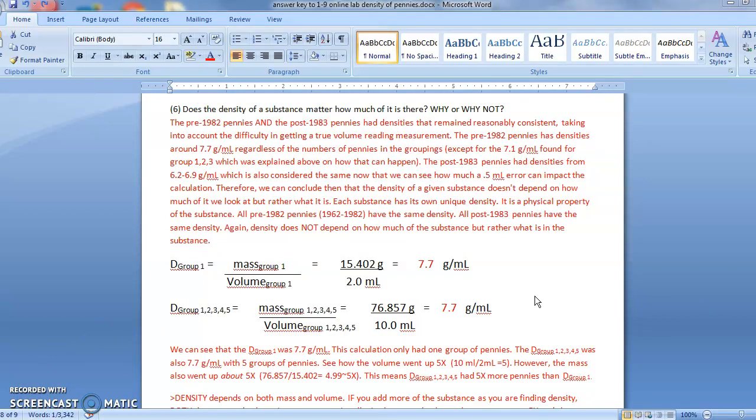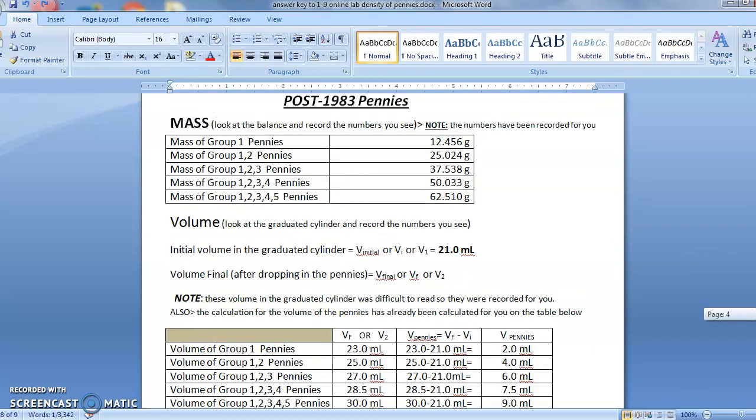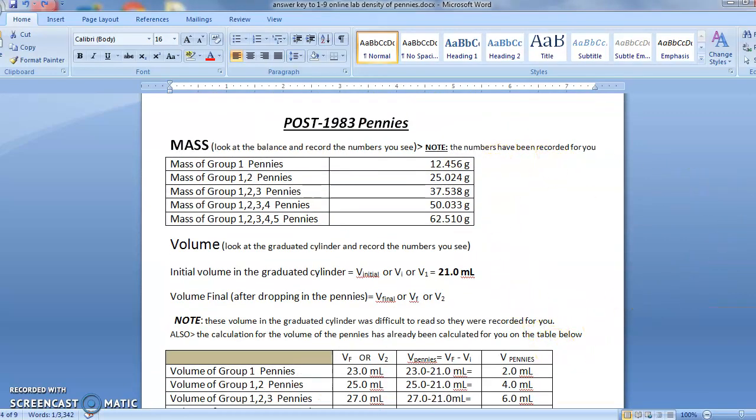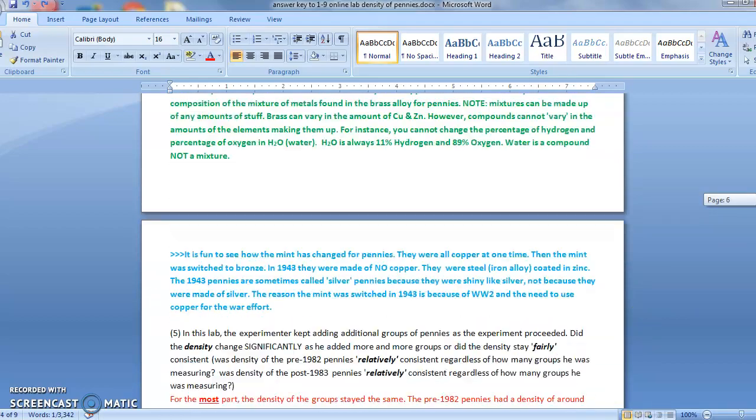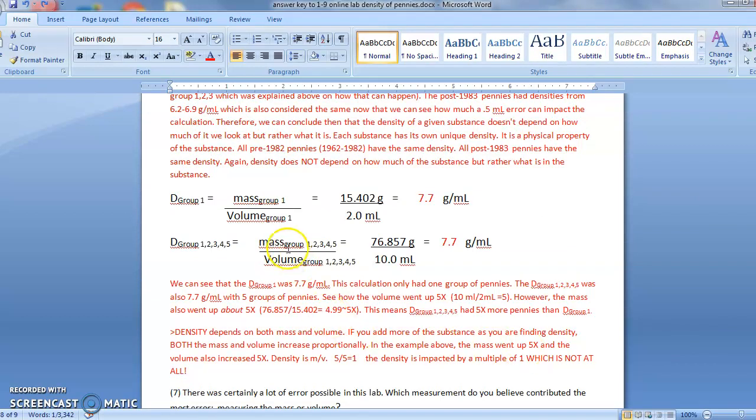Looking at some other data samples here. Does the density matter how many pennies? Assuming we had all 1982 or all post-1983 pennies, the same type of penny, does the density change? Well, group 1, the density was 7.7, right up here. Group 1 pennies. Mass was 12.456, the volume change was 2. 12.456 divided by 2, that's 7.7. For all 5 groups on there, the density was 7.7.